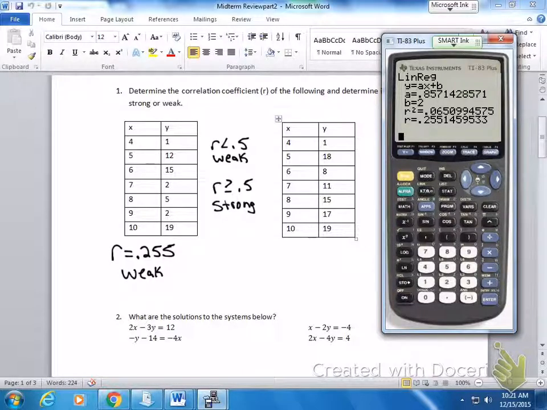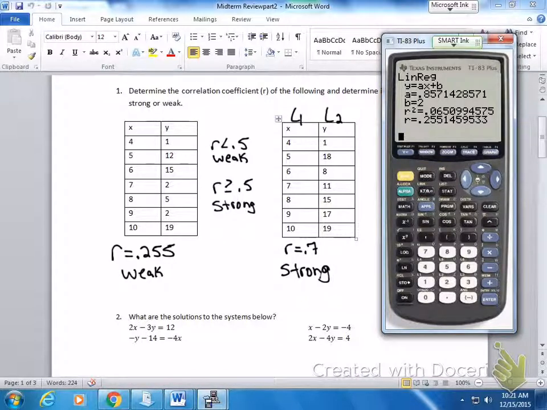Now the other one is exactly the same. You'd have to go back into stat and edit, and then you'd have to change your values. If you do that one, remember you're entering your X's in L1, your Y's in L2. You should get the correlation R to be 0.7. 0.7 is above 0.5, so it is a strong correlation. So guys, that's a go-to easy question. Make sure you put them in your calculator correctly and make sure you use R and not R squared.